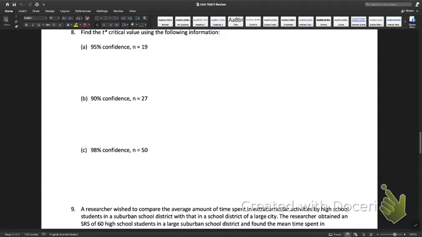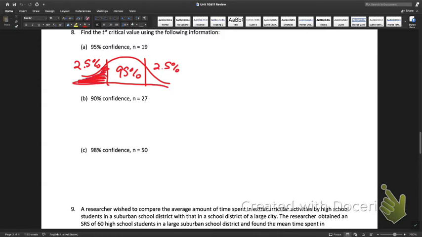So, t-star critical value for 95%. That means I've got 95% here in the middle, which means I've got 2.5% on each side. Therefore, the area of this left side is 0.025.